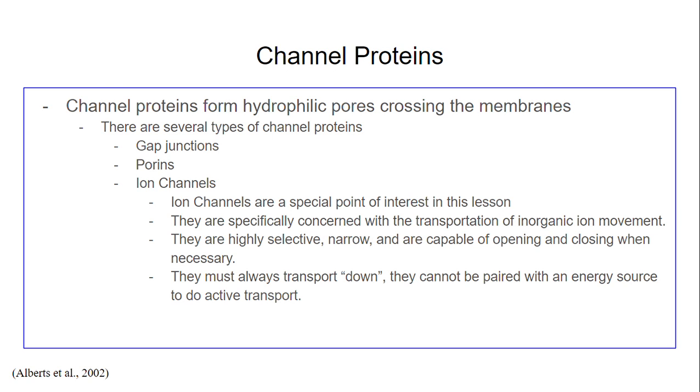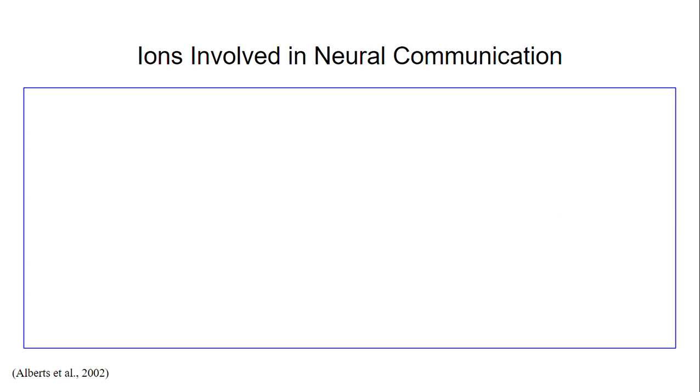Ion channels can only use passive transportation because ion channels are unable to be paired with an energy source that is required to do active transport. So this means that sodium and potassium can only flow through ion channels from areas of high concentration to areas of low concentration. And this becomes very important when we talk about the neurons.